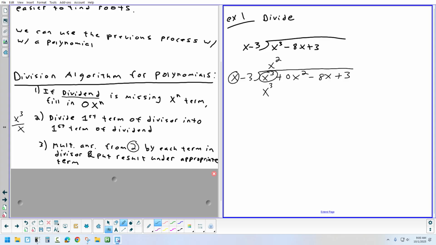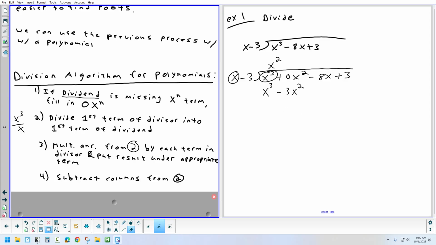And what's x squared times negative 3? Well, Raj? X squared. Yep, negative 3x squared. So we're multiplying that back.